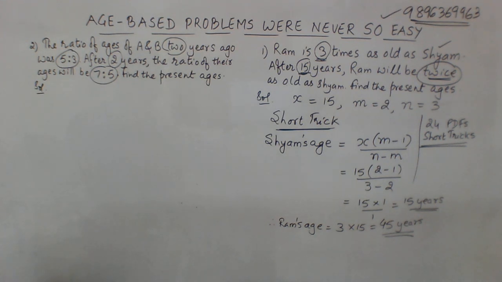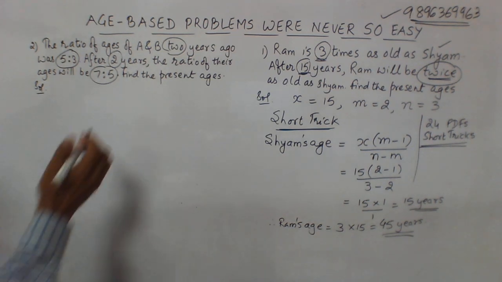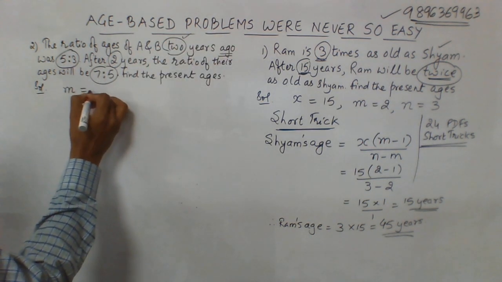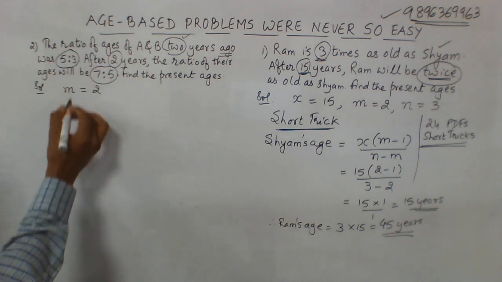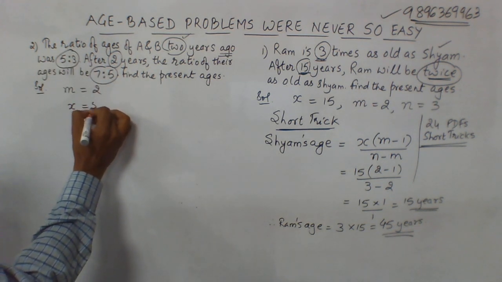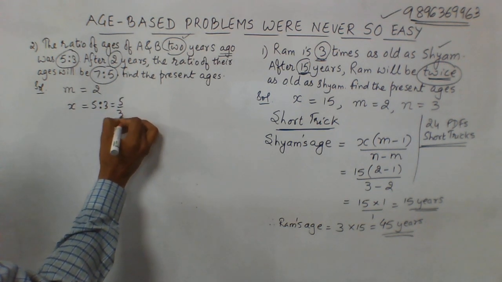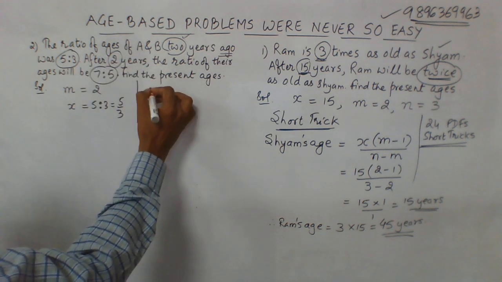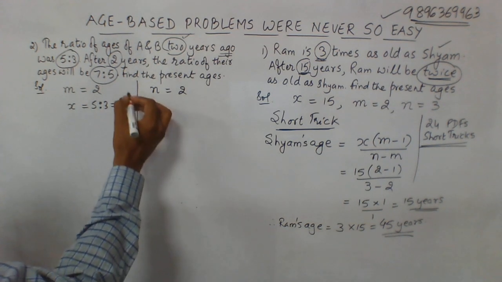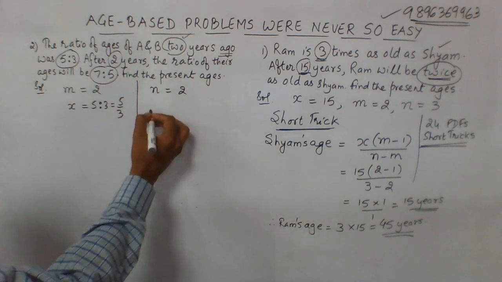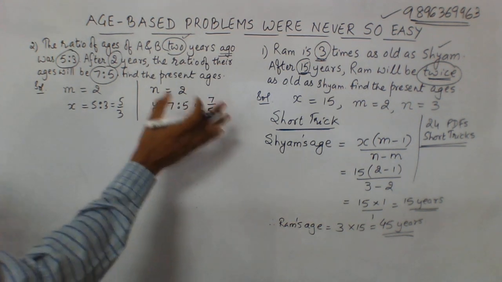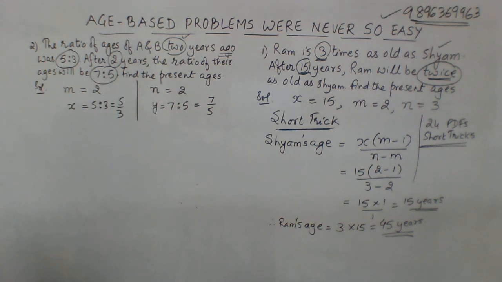Now we want to solve it using a short trick. So what I am going to do is, for the condition 2 years ago, I'll use this 2 as M. So M is 2, and the ratio which is given here as X. So X is 5:3, or I'll write it as 5/3. Now the other part, after 2 years. So after how many years? 2 years. So that 2 years is N now, and the new ratio is 7:5. So I'll call this Y, so this is 7:5, or I'll use the value 7/5. So now I have 4 different variables: M, X, N, and Y.